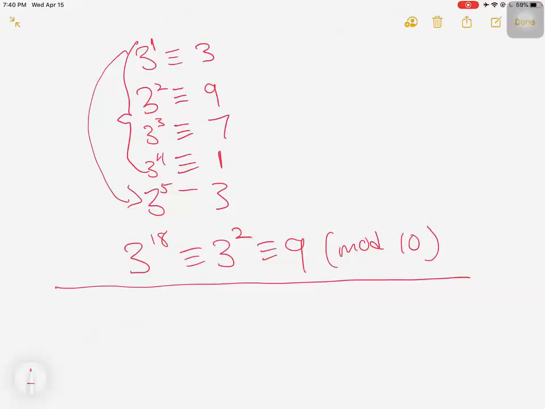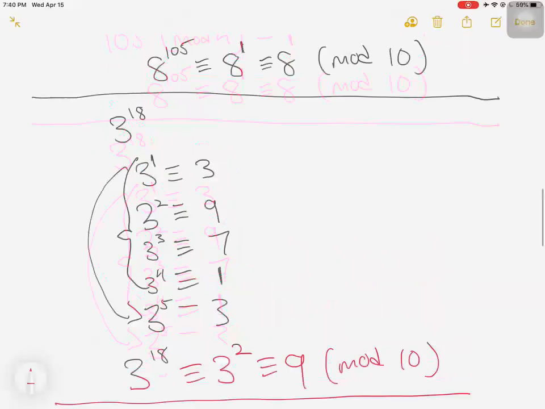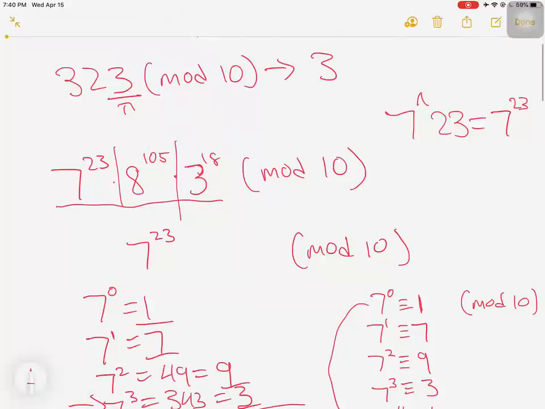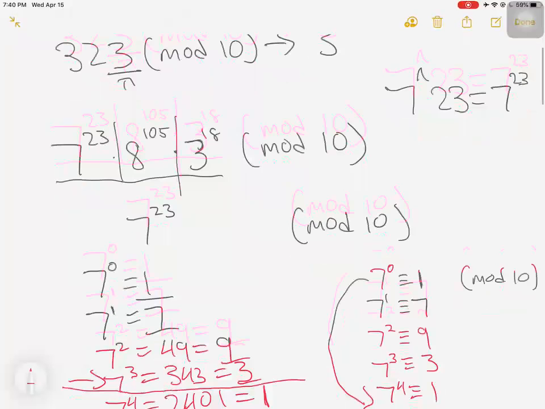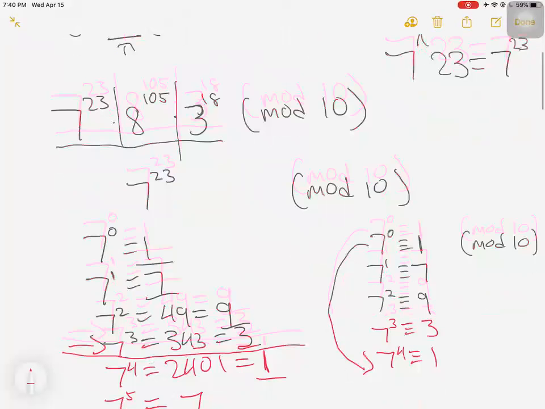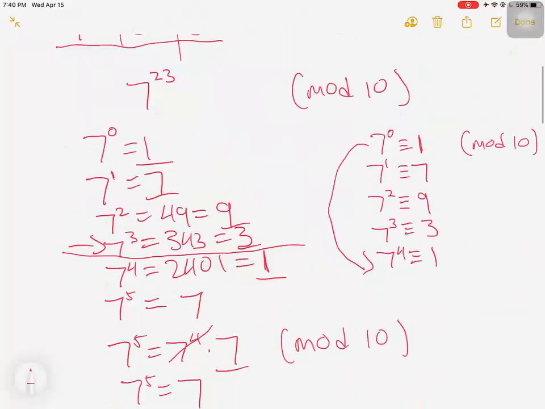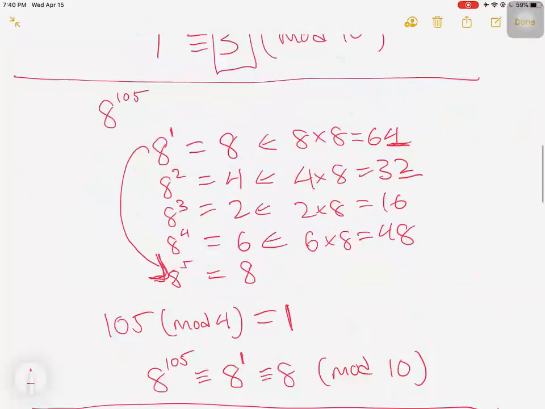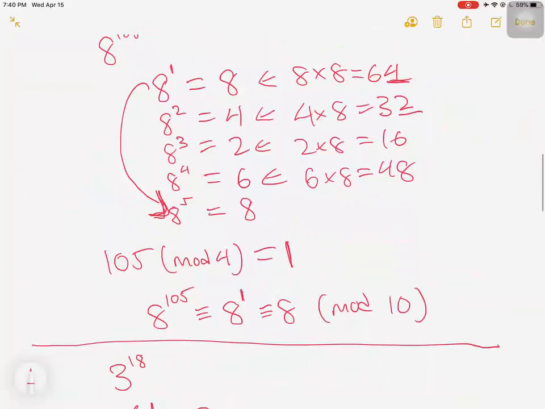So we're going to go to computing the final answer. The product of these three large exponents mod 10, we can take the mods first and then multiply the 3 numbers. That's going to be really easy. Right? So we have 7 to the 23 is equal to 3. We have 8 to the 105 is equal to 8. And we have 3 to the 18 is equal to 9.